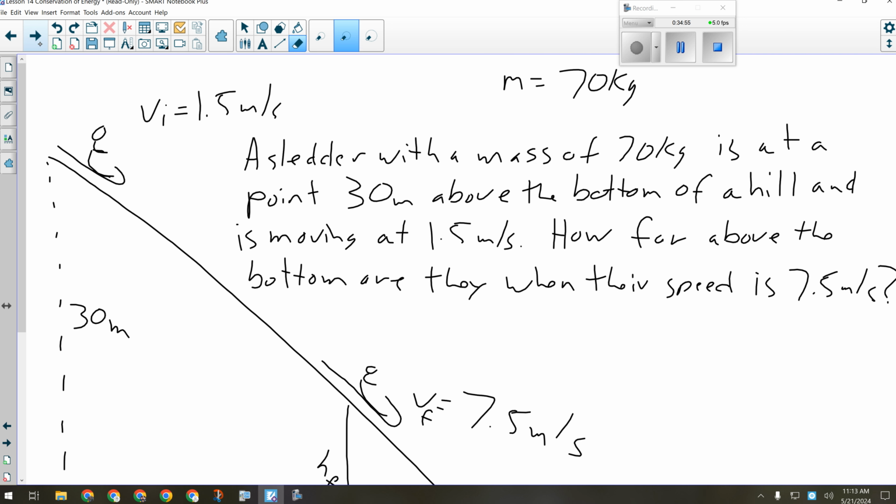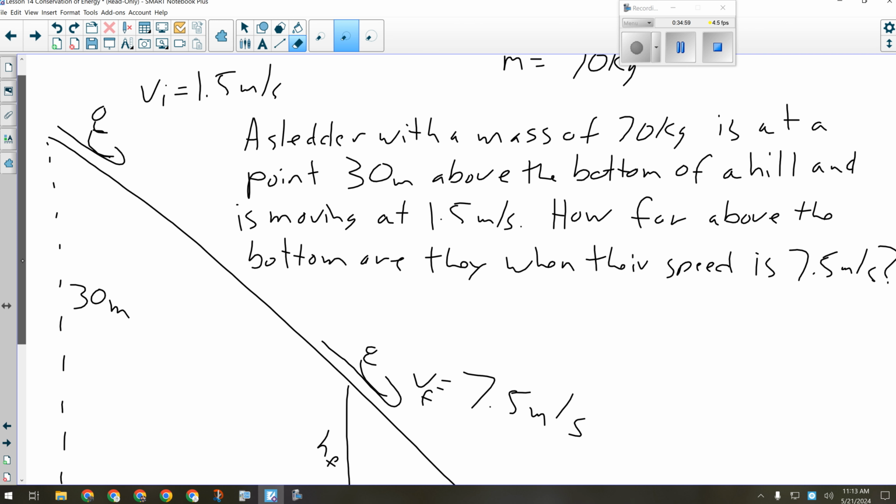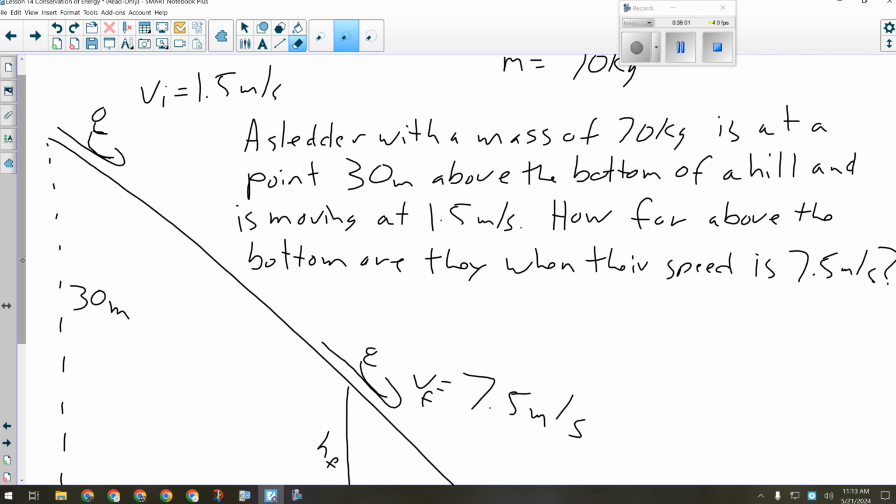All right, I want you guys to copy this question down, and then I'll give you a few minutes to try and solve it. But right now, I'll talk you through it. So this is a sled. I just told you sledding down a hill is an example of a context of conservation of energy. So at the top of the hill, the person is 30 vertical meters above the bottom of the hill, and they're moving at 1.5 meters per second.